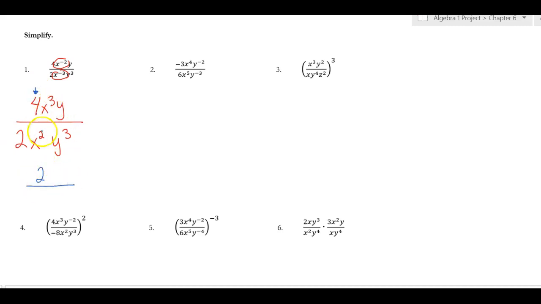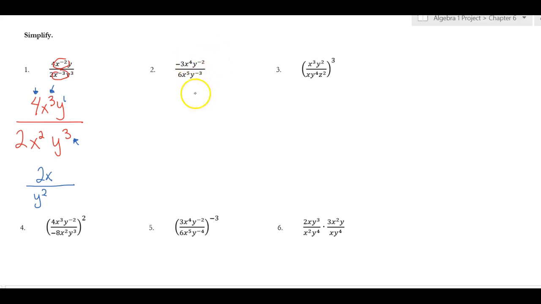I have 3 x's on top, 2 on the bottom. I could take away 2, so I'm left with 1. And since there's more on the top, my x stays on the top. And then for y's, I have 1 on top, 3 on the bottom. 1 minus 3 is 2. And since there's more on the bottom, the 2 y's stay on the bottom.